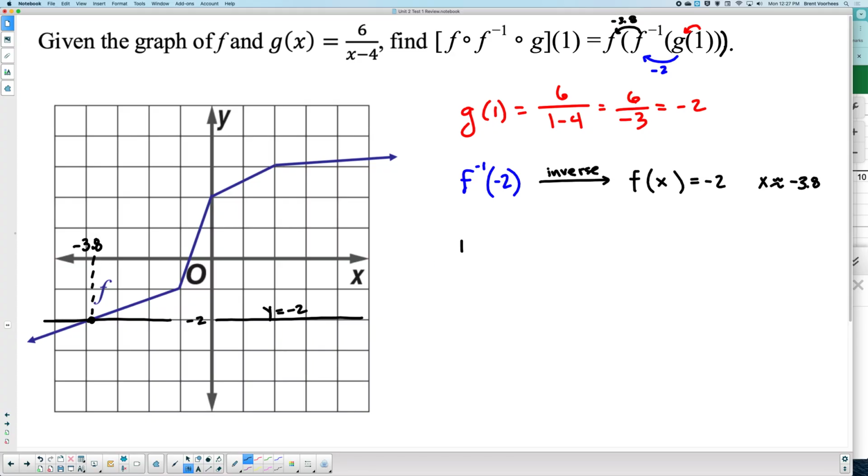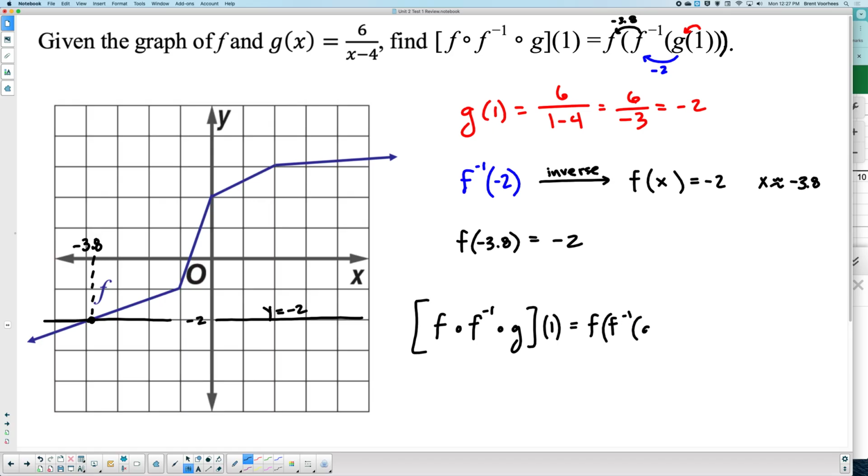You plug it into f. So now I'm looking for f of -3.8. So when I plug this in, now is this an x value or y value? X. When I plug in a -3.8, what does it produce? -2. Notice you don't have to approximate this time because it's the same value. That means that f of f inverse of g of 1 equals -2.